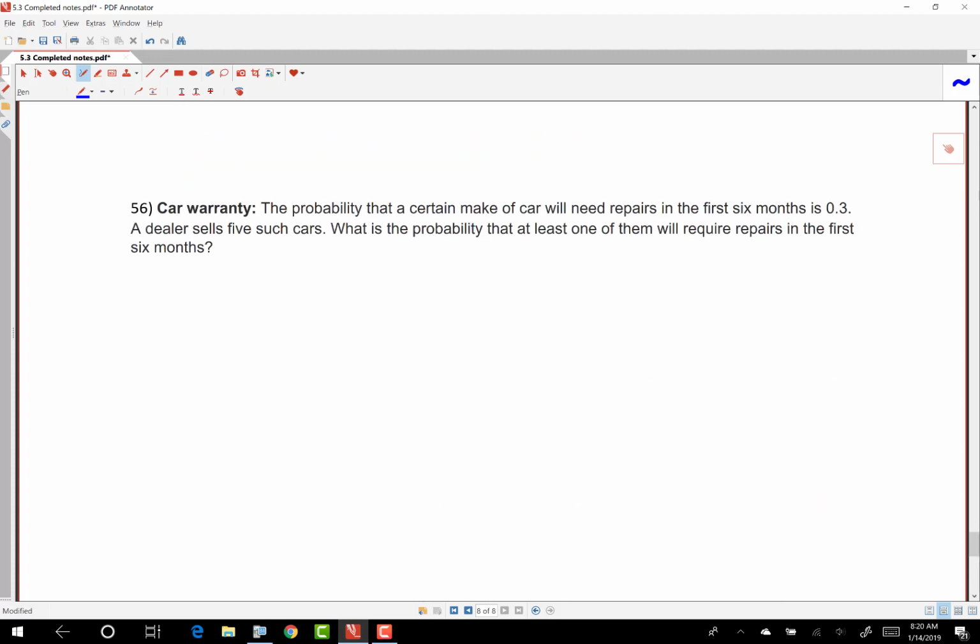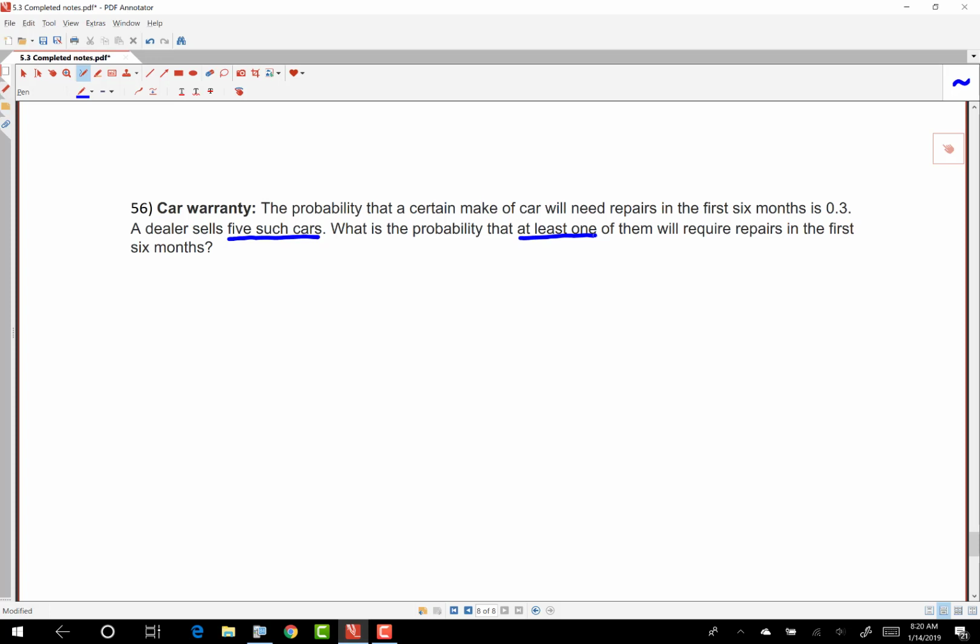Okay, so for 56, car warranty. The probability that a certain make of car will need repairs in the first 6 months is 0.3. A dealer sells 5 such cars. What is the probability that at least one of them will require repairs in the first 6 months? So first of all, notice that we're selecting more than one. We're selecting 5, so we're going to use the multiplication rule. Also notice that we're talking about at least one, so we're probably going to use the rule of complements as well.